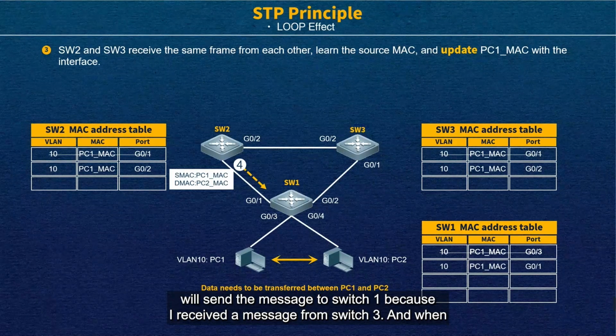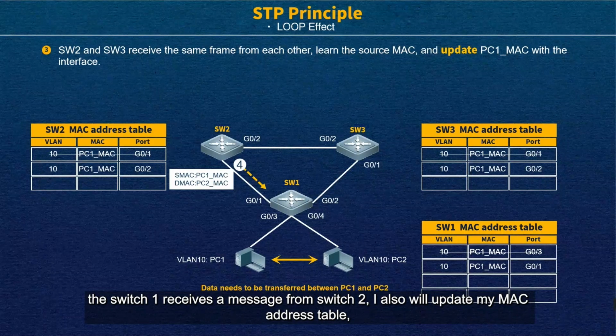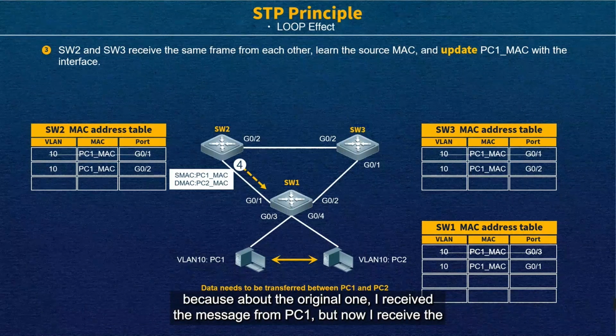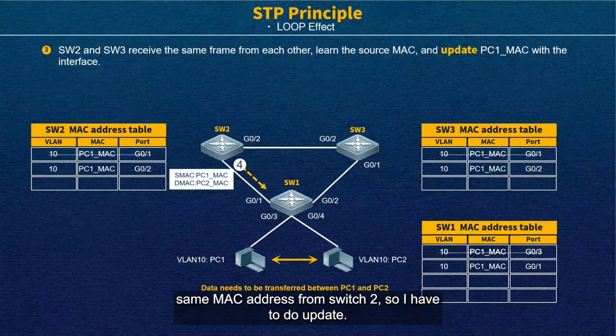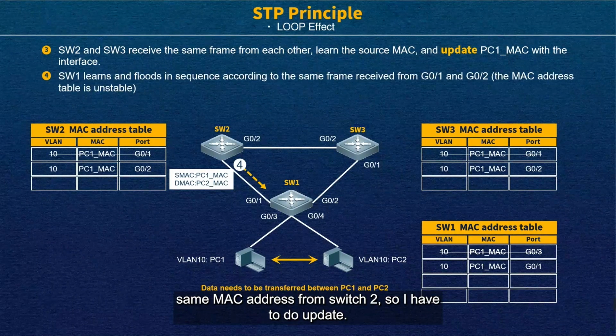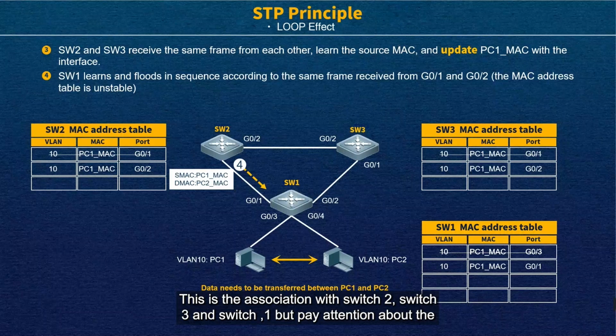And when switch 1 receives a message from switch 2, it also will update its MAC address table. The original entry came from the message received from PC1, but now it receives the same MAC address from switch 2, so it has to update. This is the association with switch 2, switch 3, and switch 1.